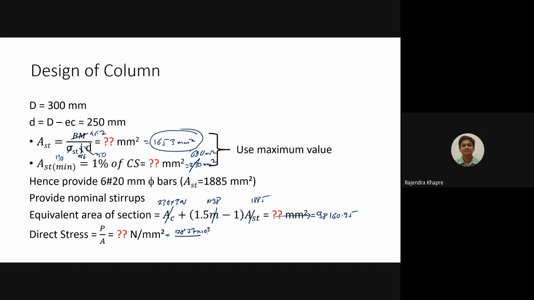So we have to make it to newtons, and the area will be in mm square. So this is 98160.95. How much is the direct stress? Sorry? No, tell me the exact value. 1.306. So you see this is slightly greater than sigma cc. Okay, sigma cc is the permissible stress in concrete in direct compression. Slightly greater than this one. Okay, so this is in newtons per mm square.